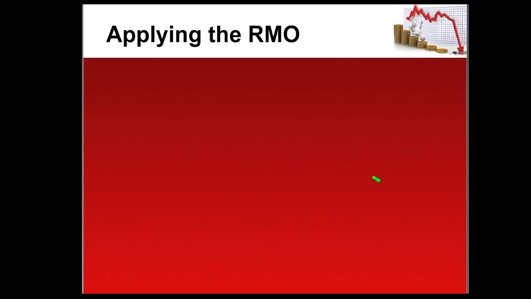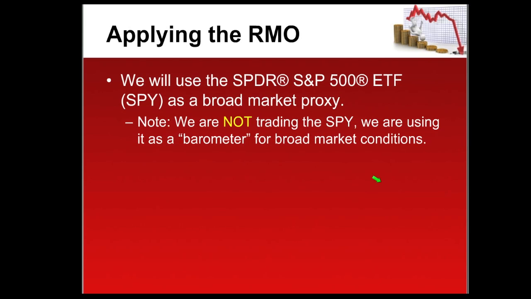And we can do this very easily. So what we're going to do is, for the purposes of our discussion here, I selected the S&P 500 Depository Receipts ETF, or the SPY. It approximates, or is a proxy for, the S&P 500. Now, you got to make a note here. We're not trading the SPY. You could. We're not going to trade the SPY.